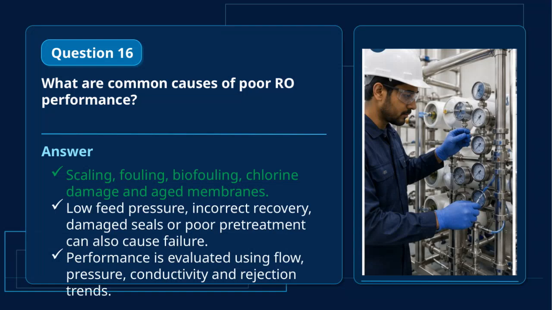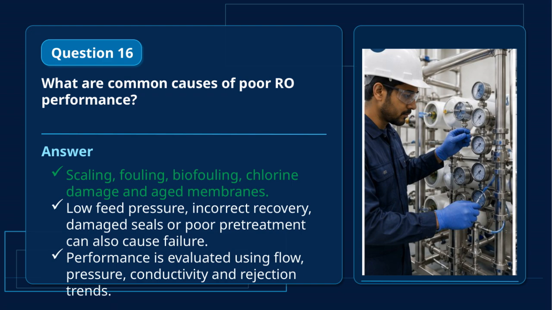Let's talk about some common causes of poor reverse osmosis performance. One major factor is scaling, which happens when minerals build up on the membrane surface, reducing efficiency. Fouling and biofouling are also significant issues. Fouling refers to the accumulation of particles or deposits, while biofouling is caused by microbial growth clogging the membranes. Chlorine damage can degrade membrane materials, and aged membranes naturally lose their effectiveness over time. Other contributors include low feed pressure, which means the water isn't being pushed through the system with enough force. Incorrect recovery rates, damaged seals, or poor pretreatment of the feed water can also lead to system failure.